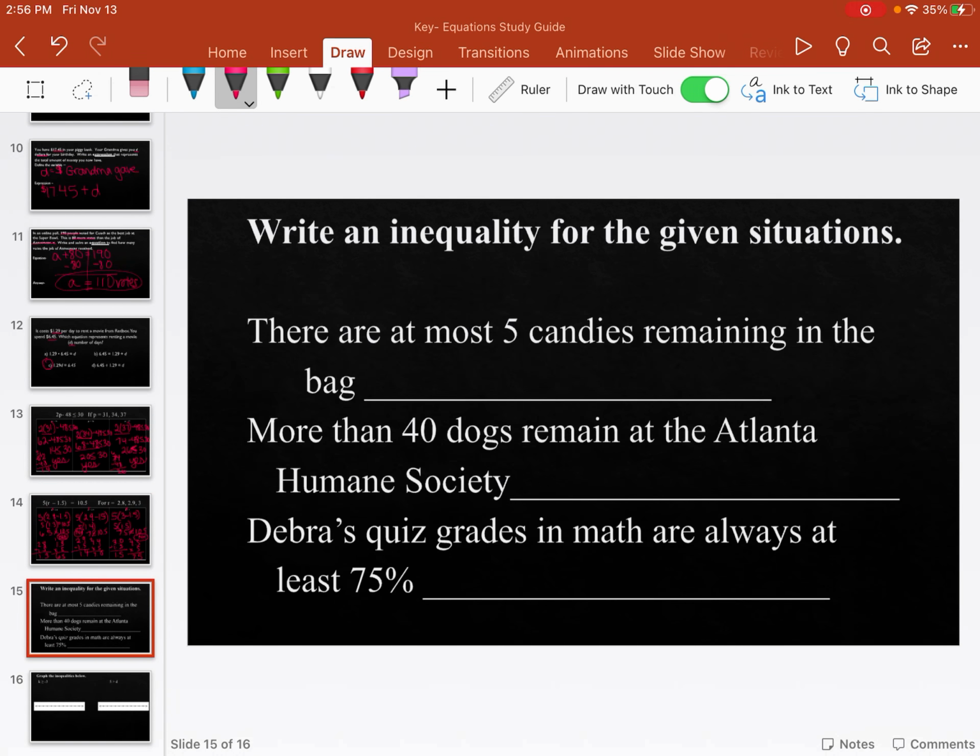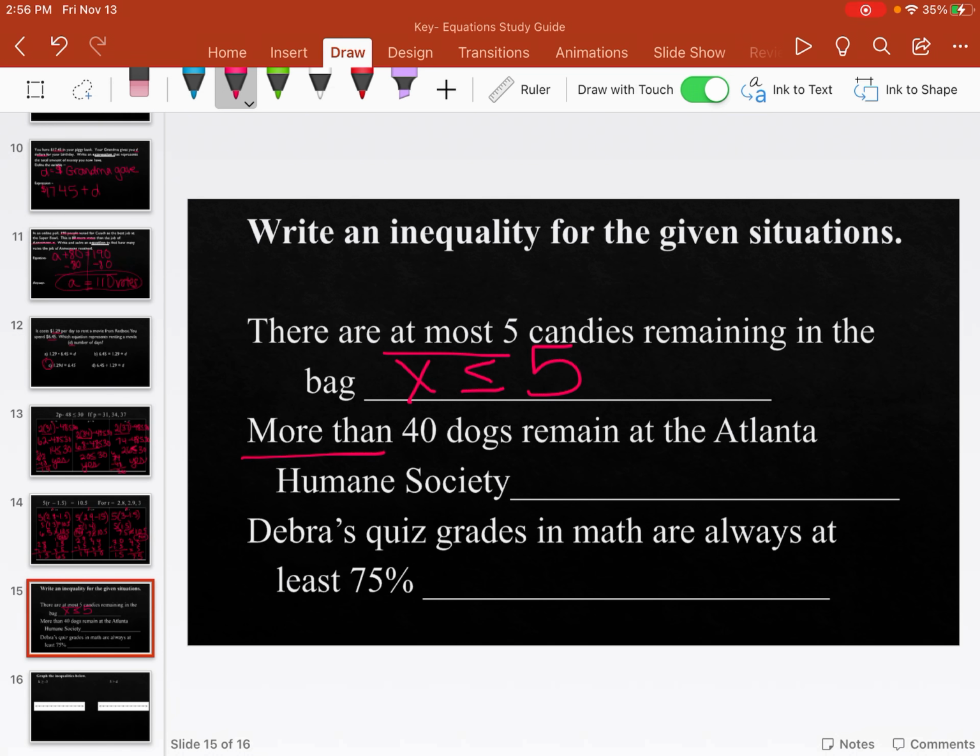So here we go with some inequalities. So there's 5 candies at most remaining in the bag. So we have 5, we have X. So the biggest number that it could be is 5. It could be 5, it could be 4, it could be 3. Can't be 6. So the most it can be is 5. So X is less than or equal to 5.